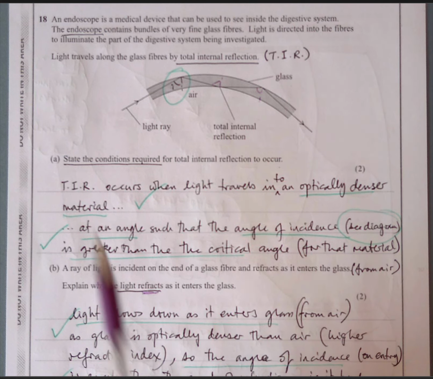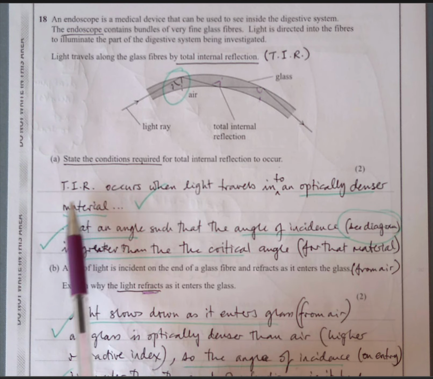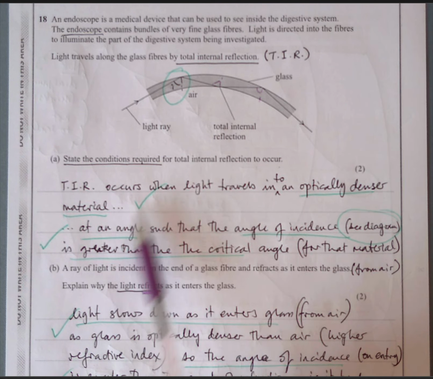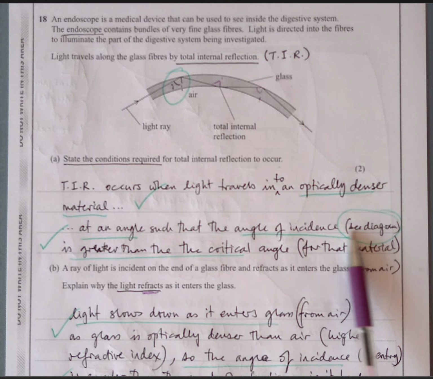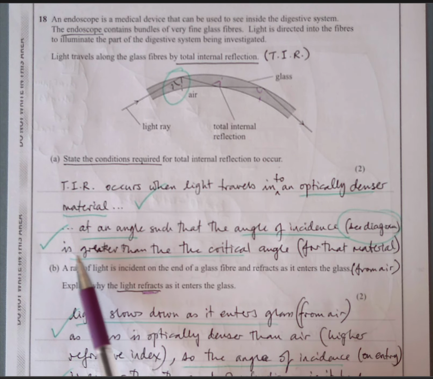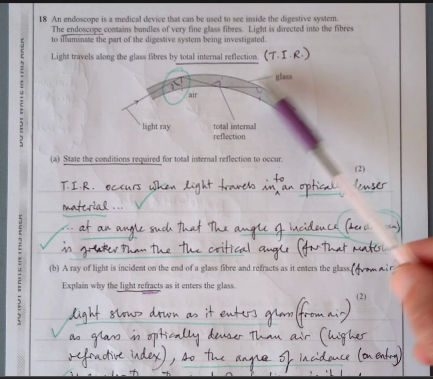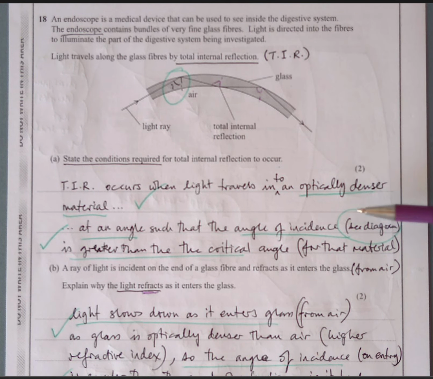State the conditions required for total internal reflection to occur. Total internal reflection occurs when light travels into an optically denser material, in this case the glass fiber, at an angle such that the angle of incidence internally, see diagram here, is greater than the critical angle for that material, or actually for the two materials, because it's relative to each other. Here you've got glass and outside we're assuming it's air. So that's your 2 marks.